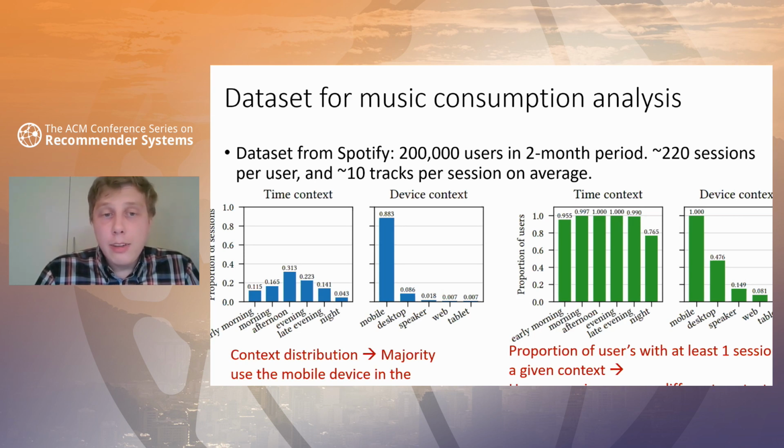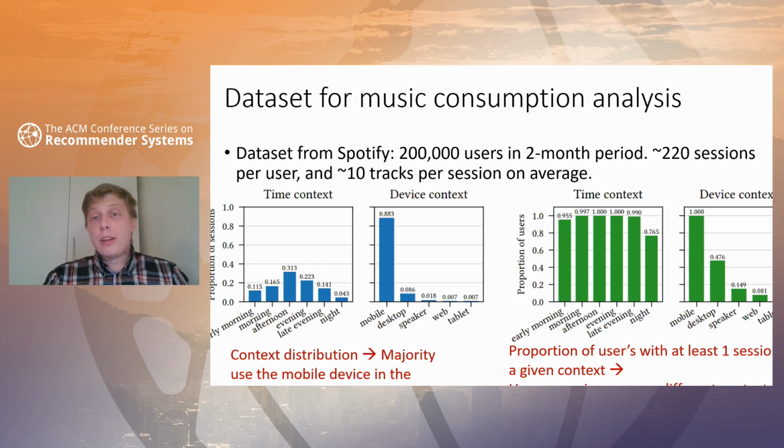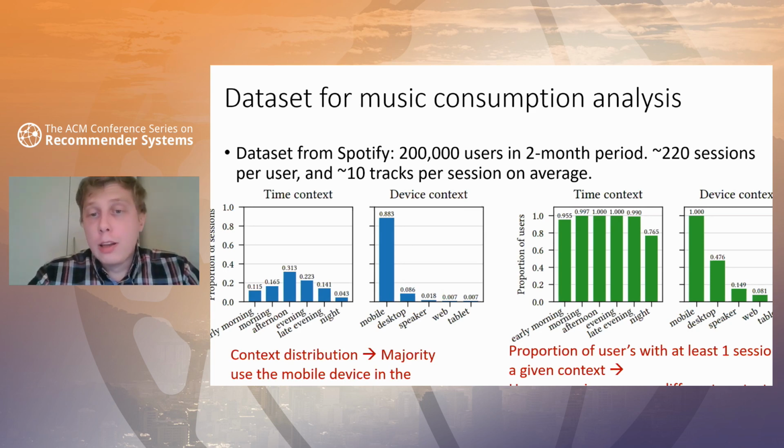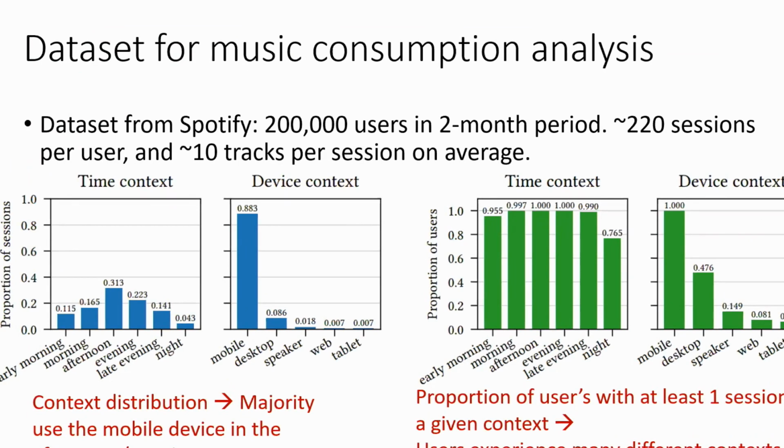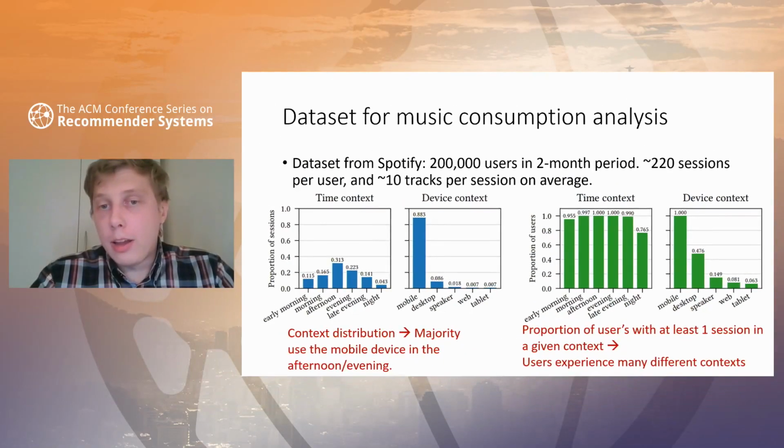However, for the devices, we have that on this data set, 88% of the users use the mobile, but we still have 12% of the sessions appearing in the other contexts. However, if instead of the distribution we look at the proportion of users with at least one session in a given context, then we see that actually most users experience almost all of the time contexts except in the night.